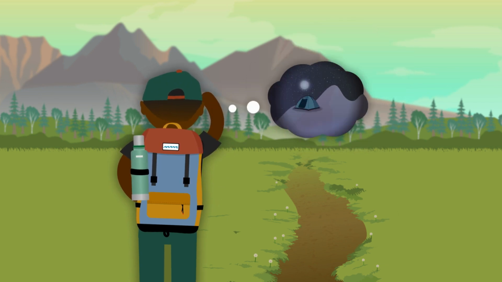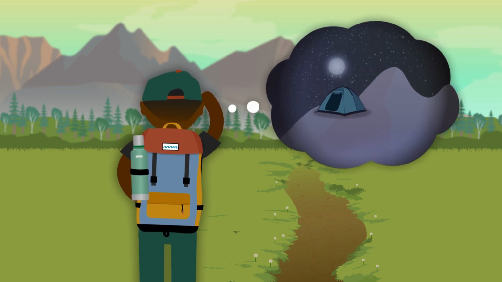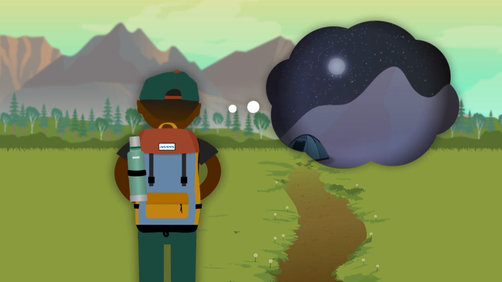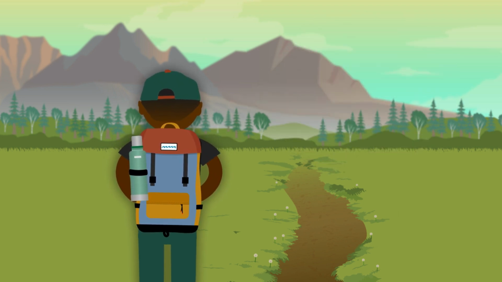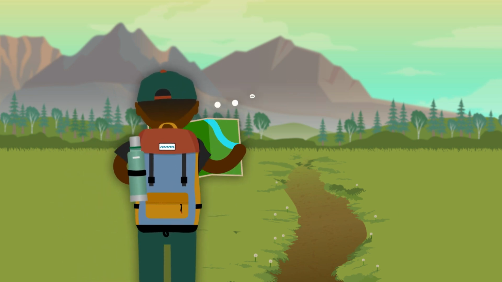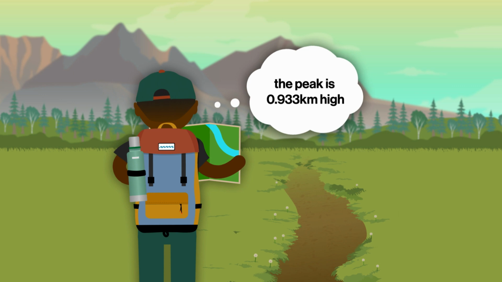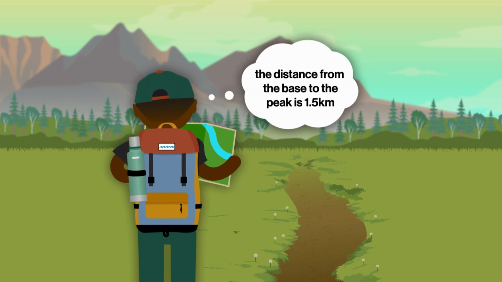But he also knows from experience that pitching a tent on anything steeper than about 30 degrees makes for a pretty uncomfortable night's sleep. Looking at his side of the mountain, he can see the ascent is pretty even. From his map, he can simply read off the height of the peak which Anne had to calculate. And the distance from the base to the top of his side is 1.5 kilometers.